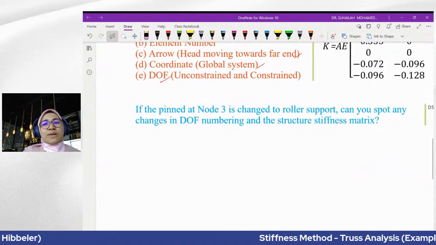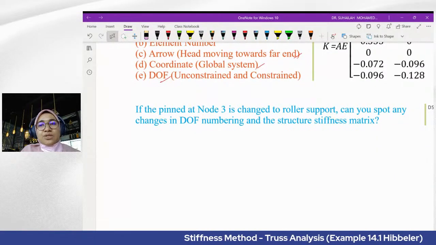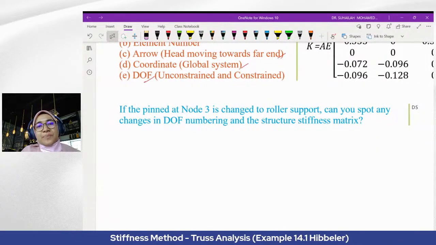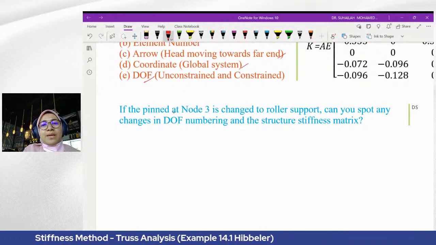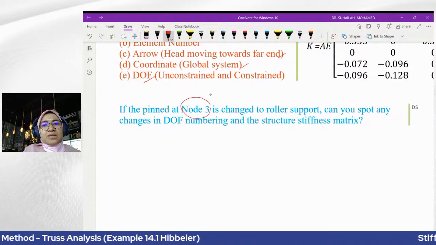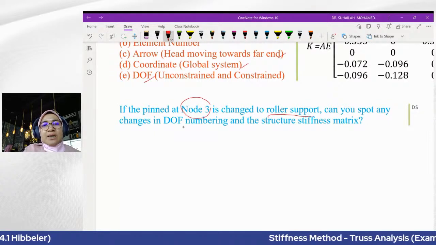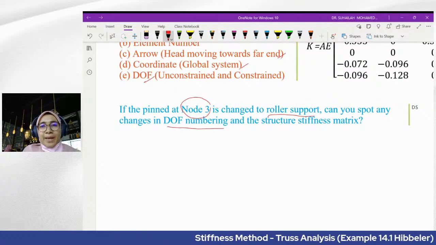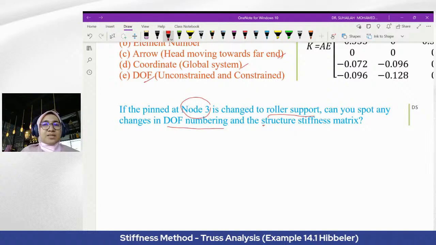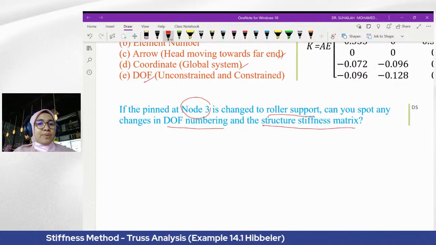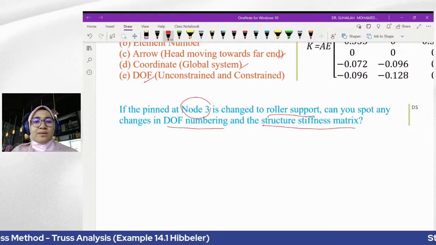Before I end my session, I want to ask you one question. If the pin at node number 3 is changed to a roller support, can you spot any changes in the degree of freedom numbering and the structure stiffness matrix? Please try to answer this question, and thank you.